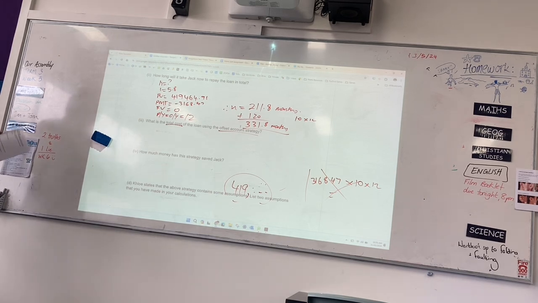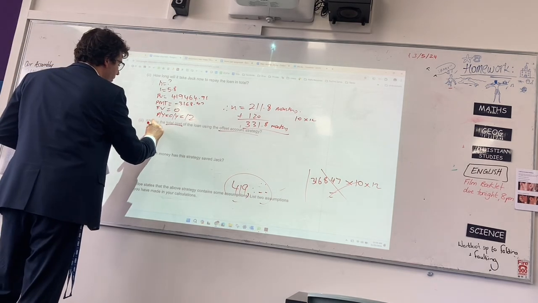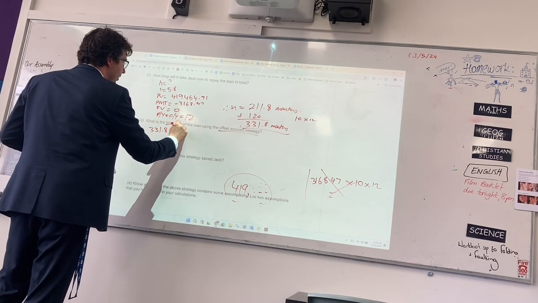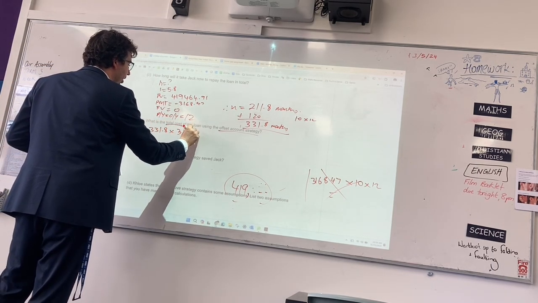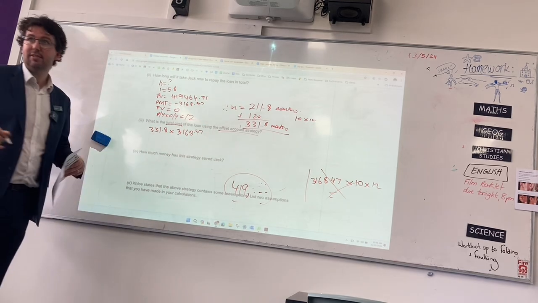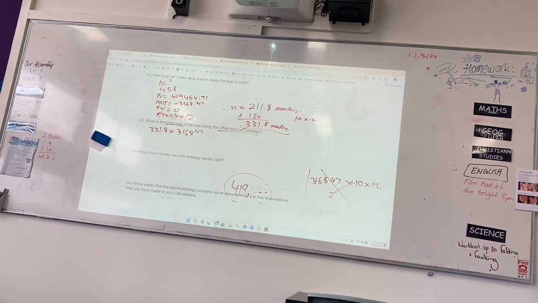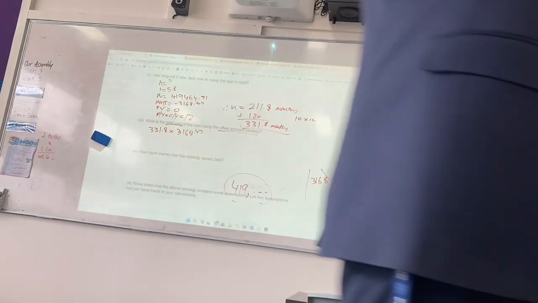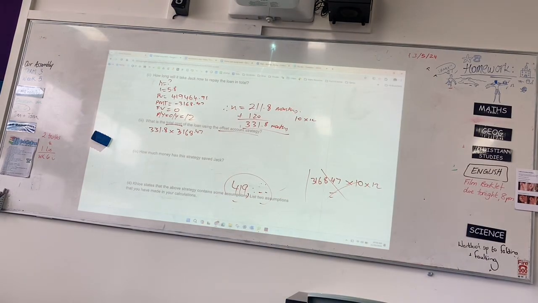How could we work out the total cost? Is it still Noah's thing of PMT times N? It is. Right? The total cost of this strategy is still 331.8 months times by the $3,168.47. But we also need to add one other number to this. We also need to add the $30,000 that's from the offset account.